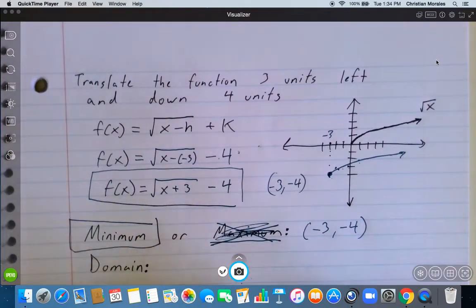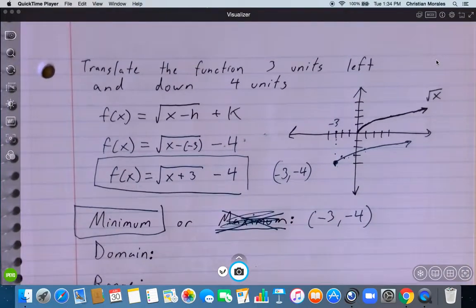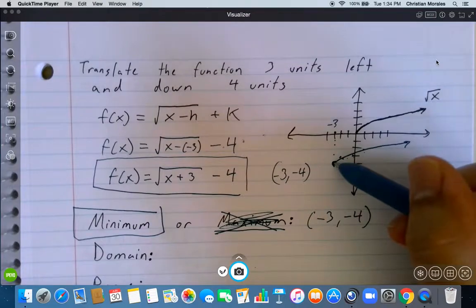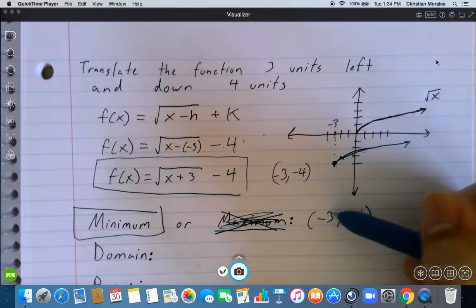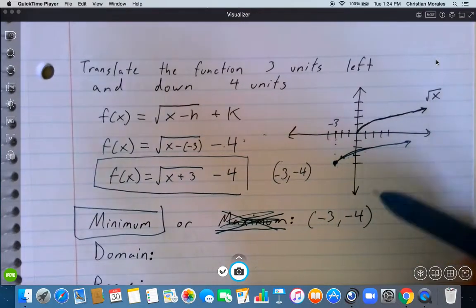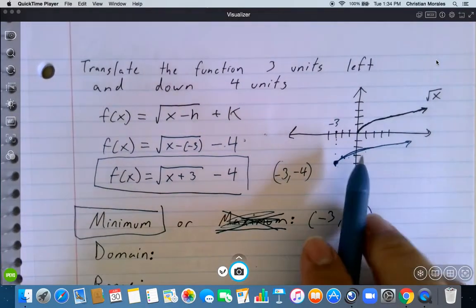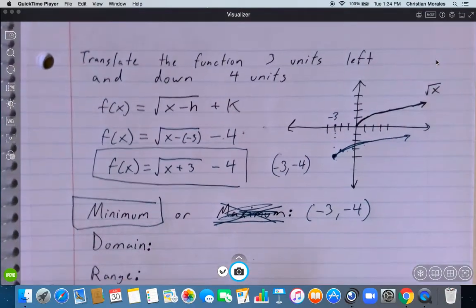Jeez. I can't believe I almost gave you guys that information. I apologize. No, this would be the smallest point because it keeps getting bigger from that point forward. So this would be considered the minimum point. Every other point is bigger than this point. Okay, it's moving in the positive direction. Now let's talk about domain and range.